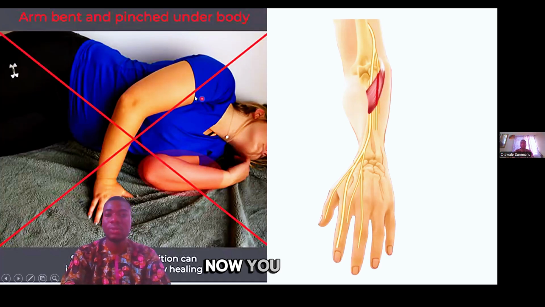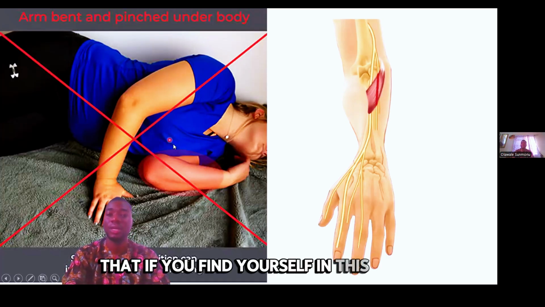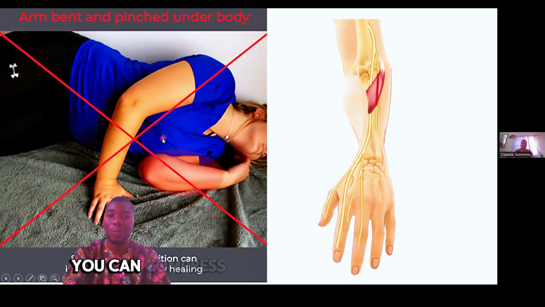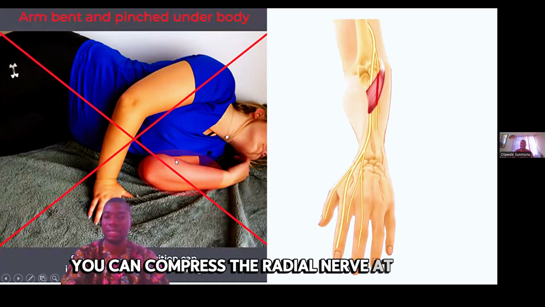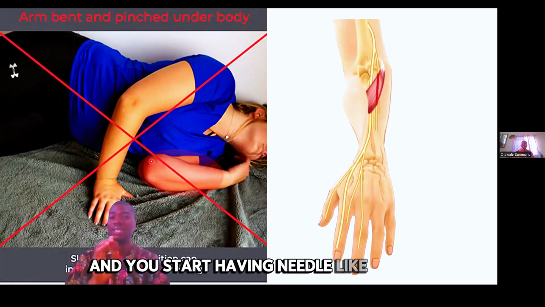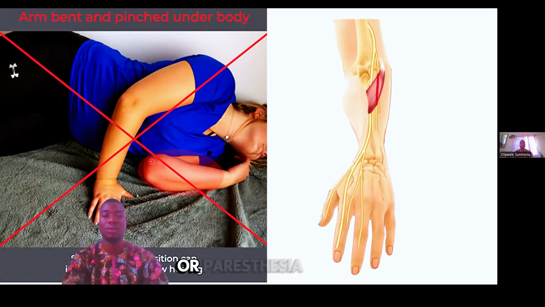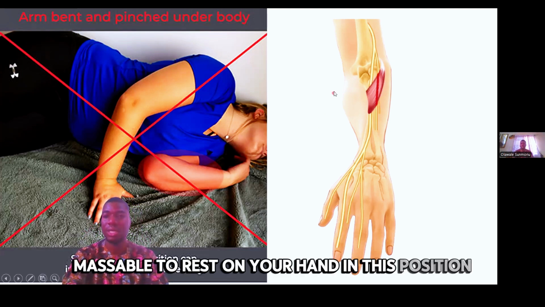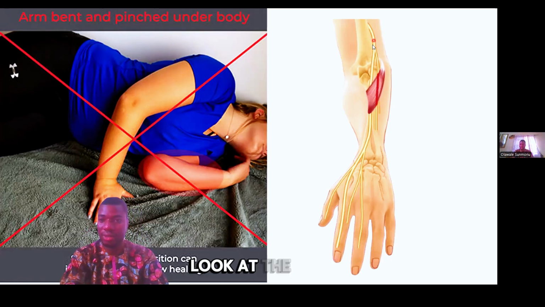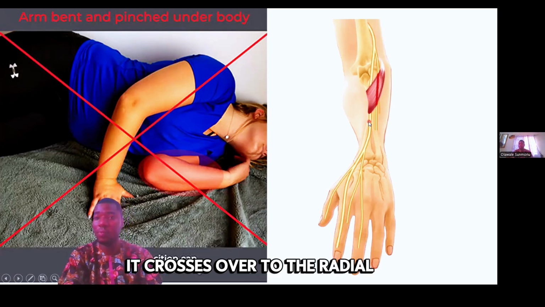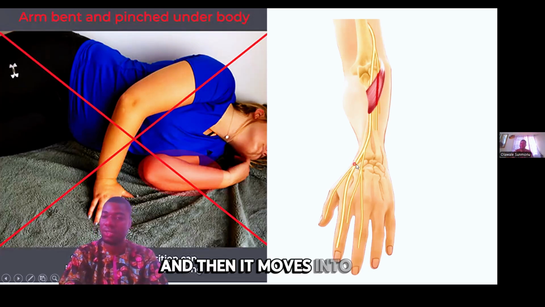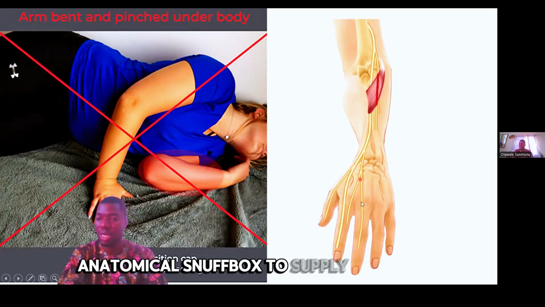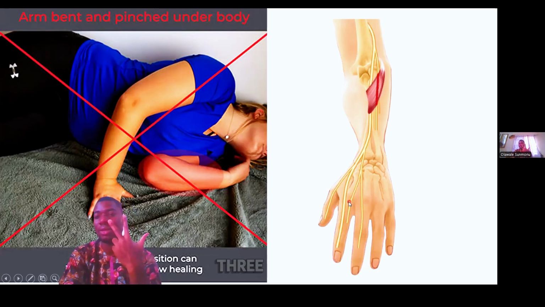All right. So you notice that if you find yourself in this position while sleeping, you can compress the radial nerve at this part, and you start having needle-like sensation or paresthesia. So that's why it is not advisable to rest on your hand in this position, because this is the radial nerve. Look at the course. It goes through the radial groove, through the lateral epicondyle. It crosses over to the radial bone, and then it moves into the anatomical snuffbox to supply these lateral three fingers.